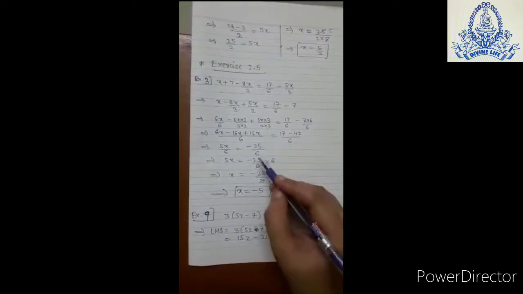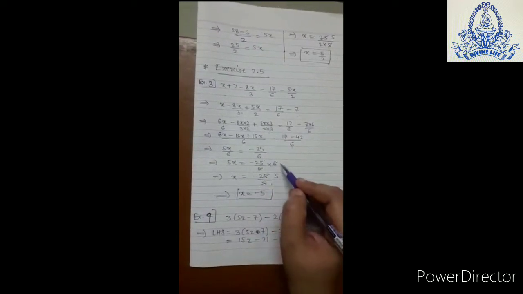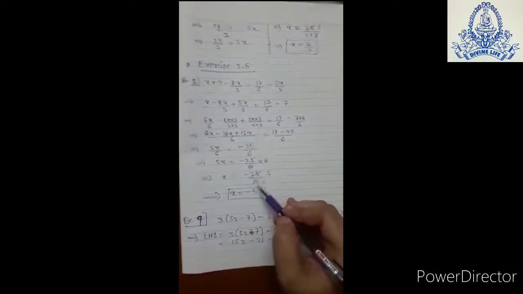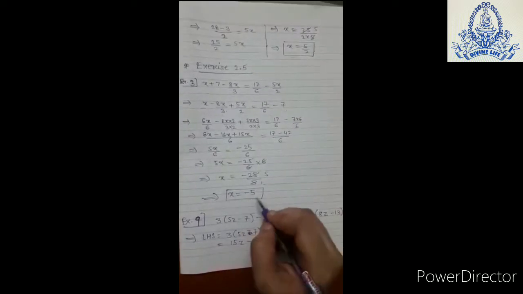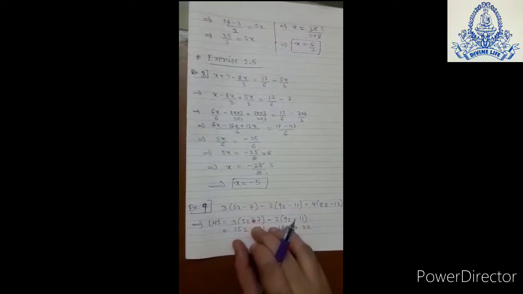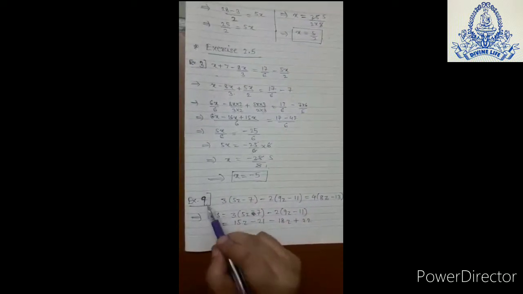In numerator. Okay, so 25 upon 6 multiplied by 6, the 6 cancels out, so x is equal to 25 upon 5, 5 ones are 5, 5 fives are 25, so the value of x is -5. Okay, now see again one example, example 9.